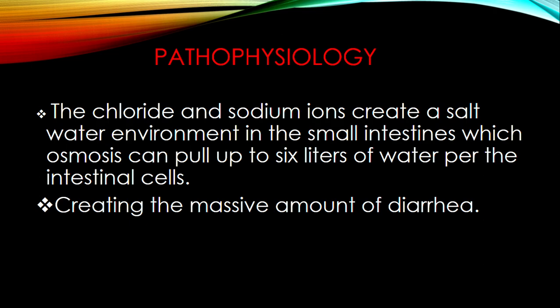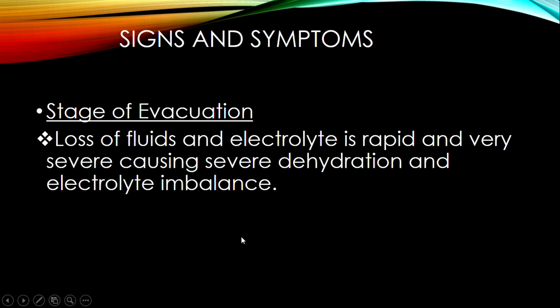So because those salts are coming out, water now, which is in form of osmosis movement, will be pulled out of the cells, amounting to about 6 liters of water being lost in these intestinal cells, and that will create the massive amount of diarrhea that a patient with cholera presents with. So that is the pathophysiology of cholera. I hope that it is making sense and that you have understood it.